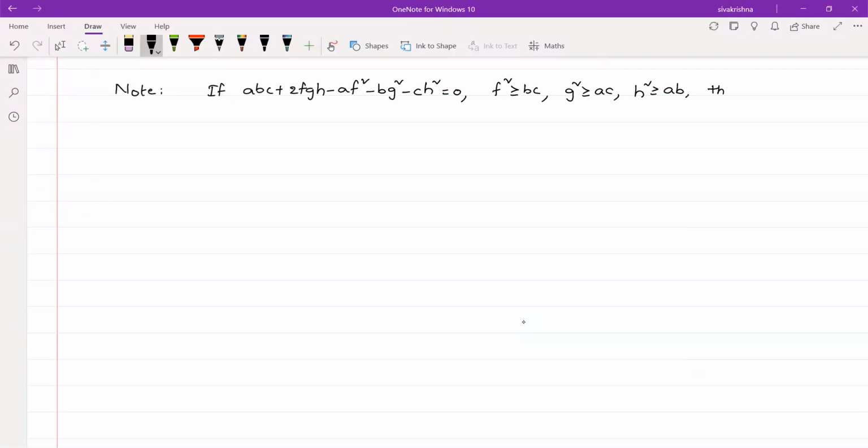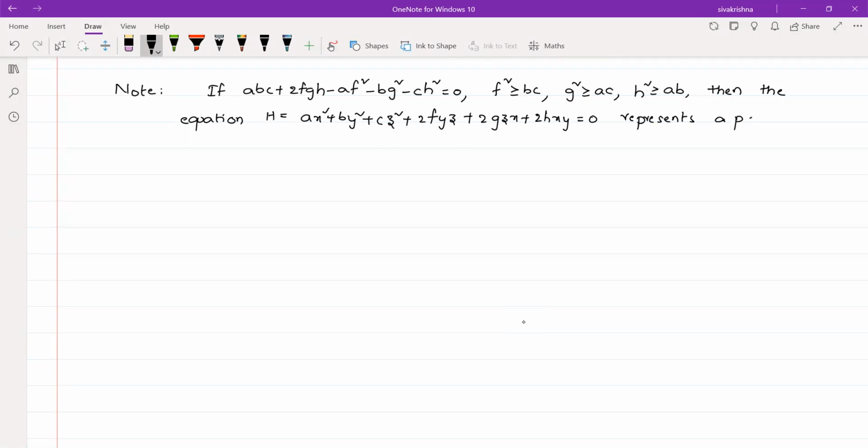Then the equation h is equal to ax square plus by square plus cz square plus 2fyz plus 2gzx plus 2hxy is equal to 0 represents a pair of planes passing through the origin.